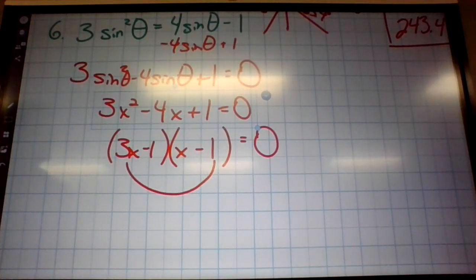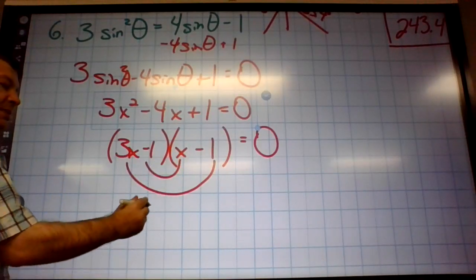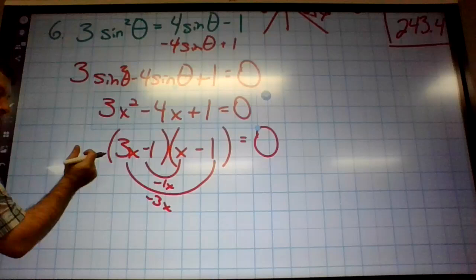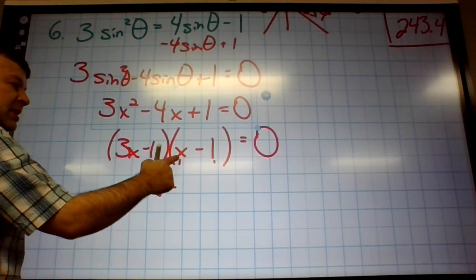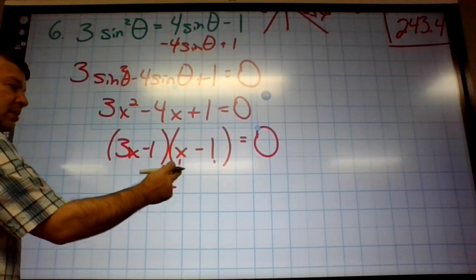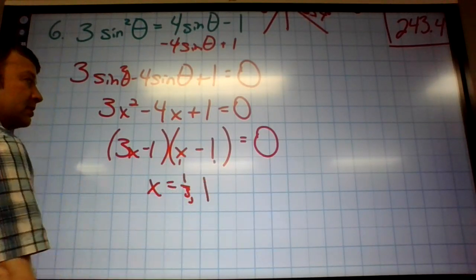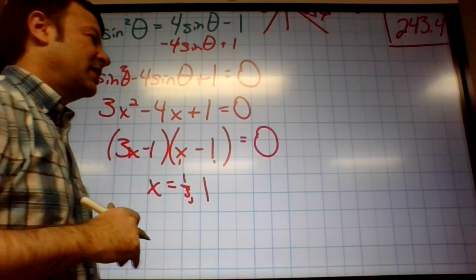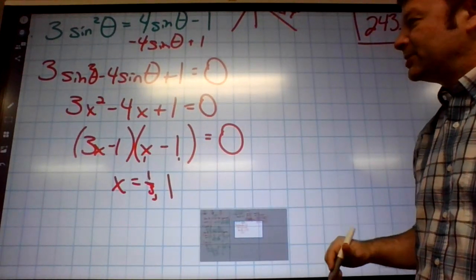Outside, inside, what's negative 3x minus 1x? So yeah, it does work. What x values make these factors equal 0? 1/3 and 1. This is not the same as the one on the test, so I'm not sure it'll work out exactly like this, but it's pretty close.